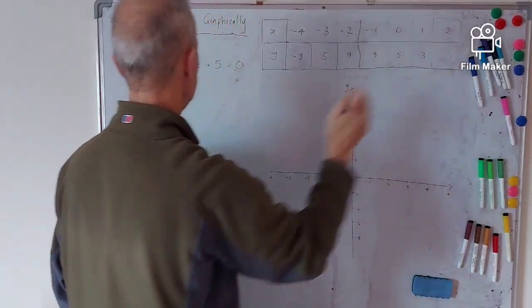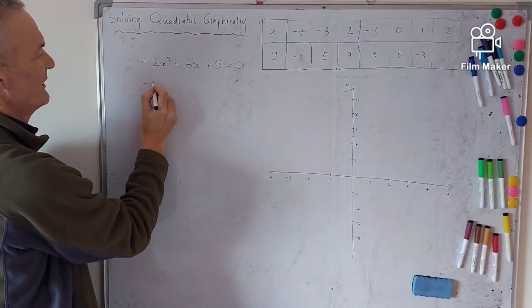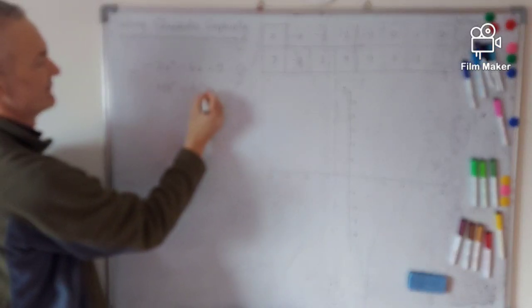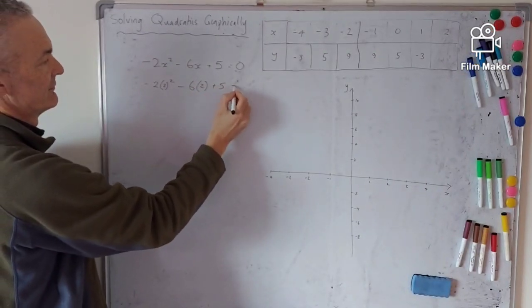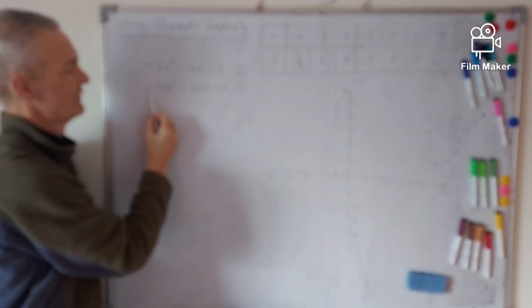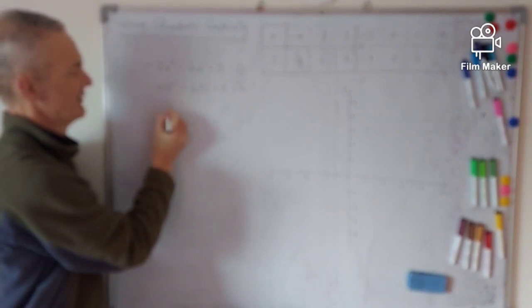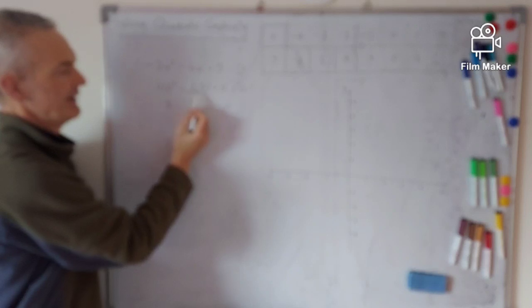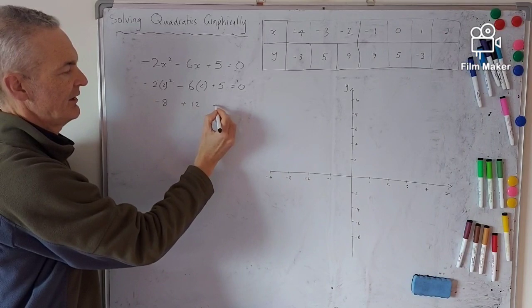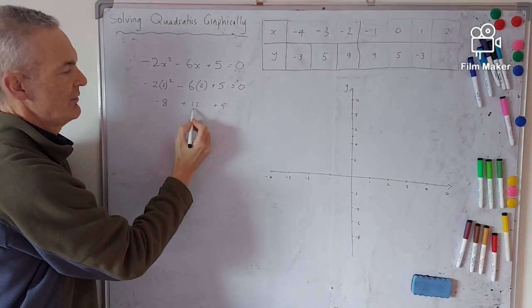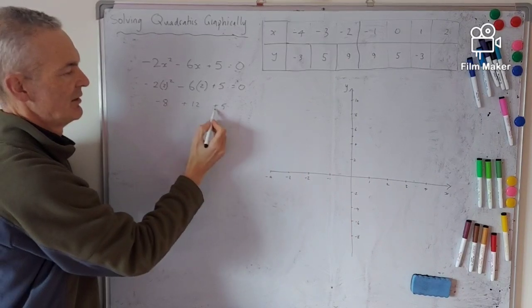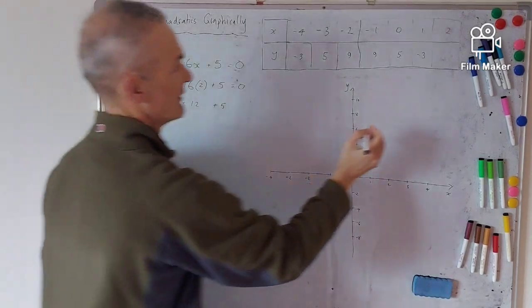Now we're going to put our 2 in. So we've got -2, and I'm substituting in 2 this time. And then I'm just going to work out what these are. So 2 squared is 4 times -2 is -8. -6 times +2 is +12 plus 5. So what have we got here? -8 and 12 is 4, plus 5 is 9.